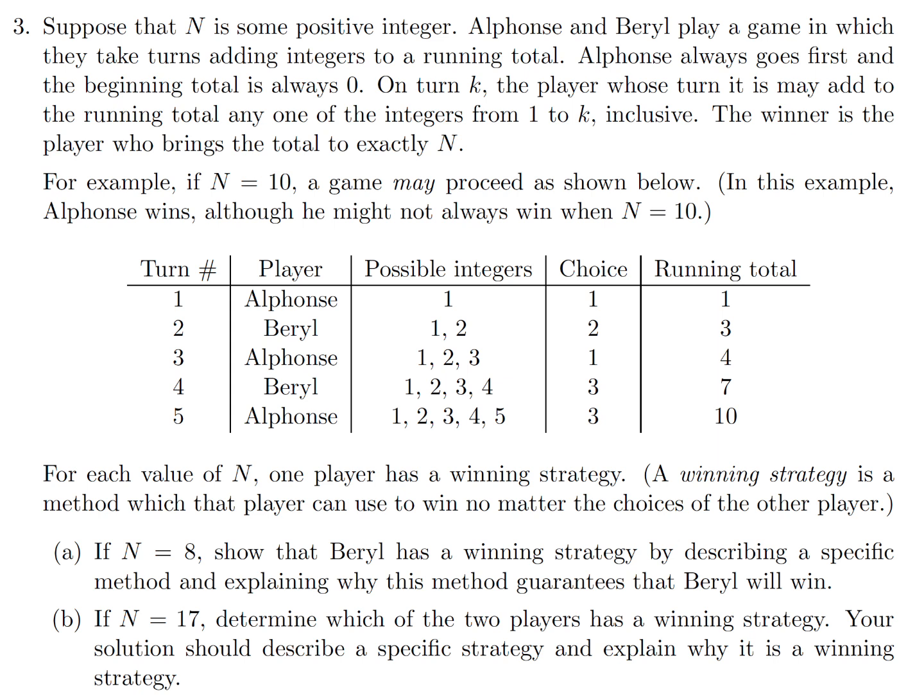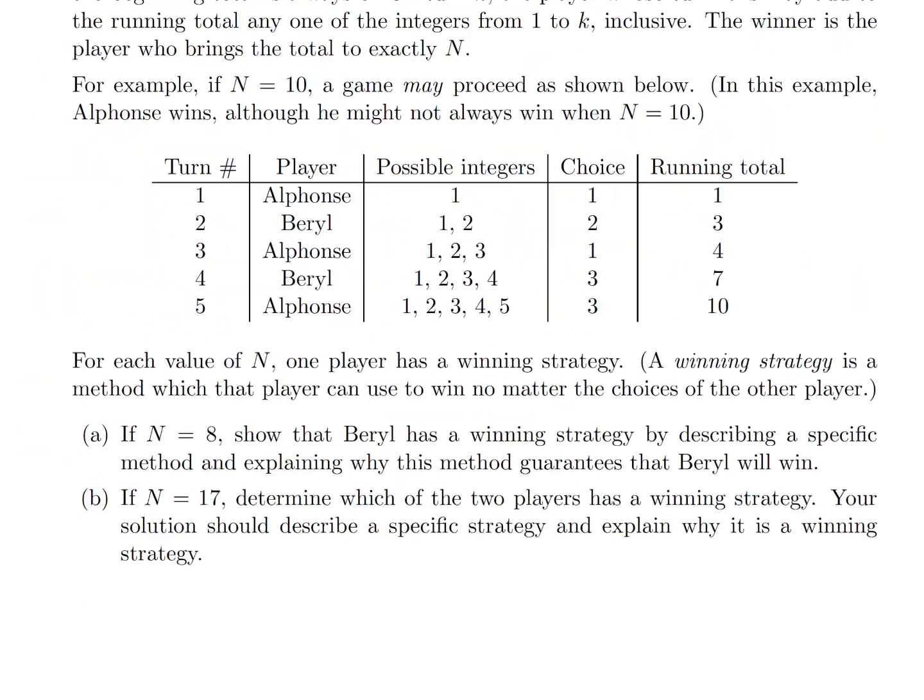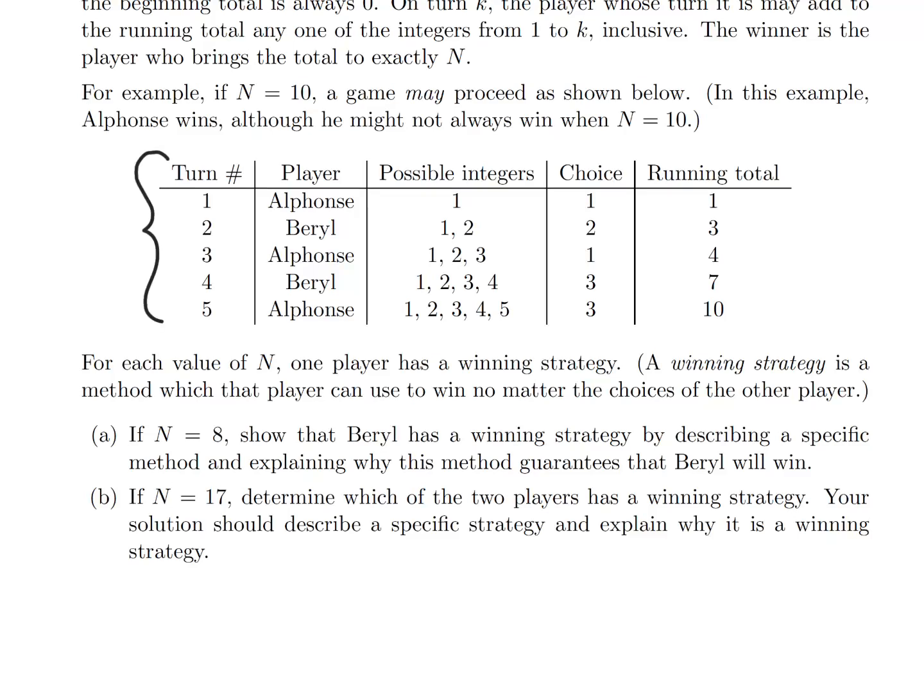For example, if n is 10, this is how the game would proceed. For each value of n, one player has a winning strategy. Okay, if n is 8, show that Beryl has a winning strategy. Okay. Well, do I really need to walk you through? Let me walk you through what's happening, I guess.